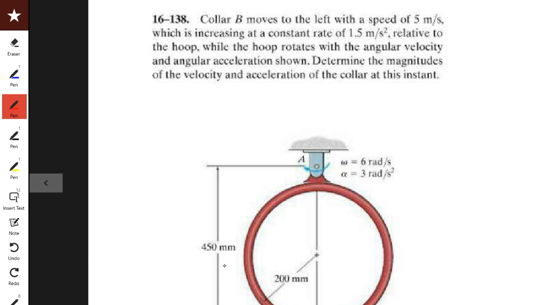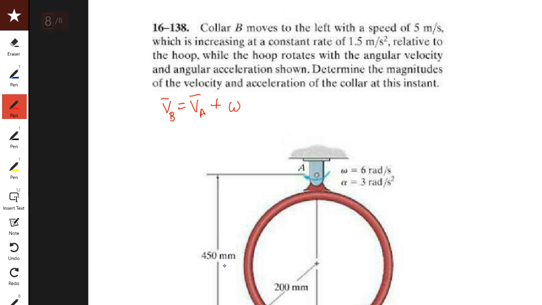So velocity of B equals the velocity of A plus omega of the body that they're sharing together, which is the hoop. I'm going to call it a hoop, cross R, and the R is going to go from A to B, plus V rel. Okay, let's plug what we know in here.